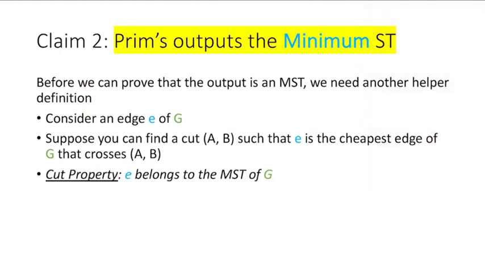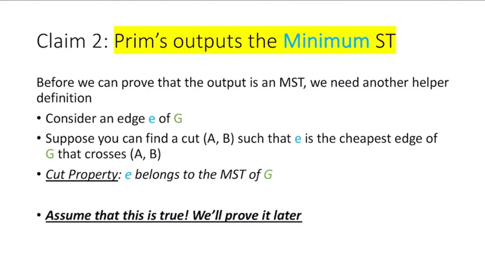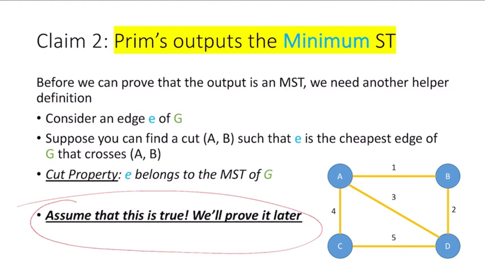The cut property states that E belongs to the minimum spanning tree of G. Let's assume that this is true. We're going to take this assumption. We'll prove it later, but let's just assume that that cut property is a fact. What that means is no matter how you cut this, the cheapest edge that crosses any of these cuts has to be in the minimum spanning tree.